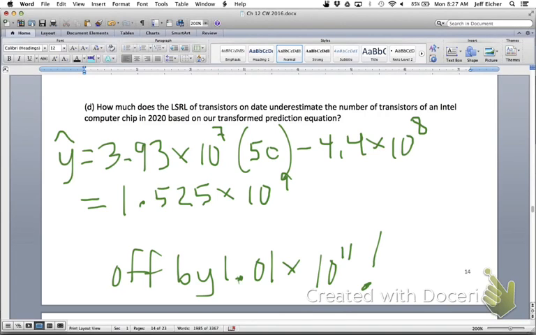Comparing our answer in part C, this is basically 1.5 billion versus 102 billion. That's a lot of billion off. We're off by 1.01 times 10 to the 11th transistors. So using the line gave a horrible prediction because the scatterplot showed an exponential growth model. So we were able to figure out that exponential growth model by transforming the data.